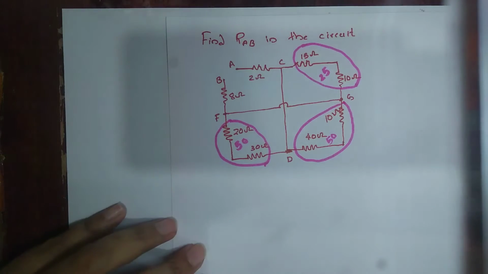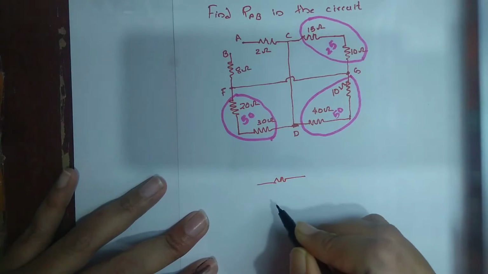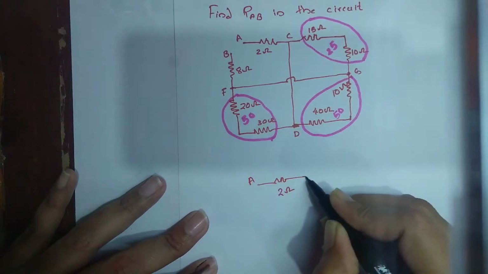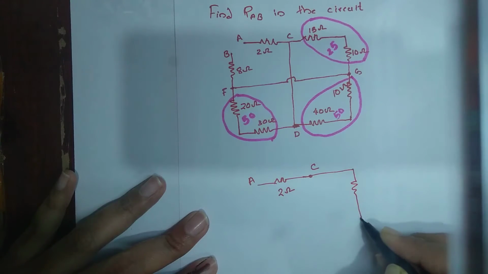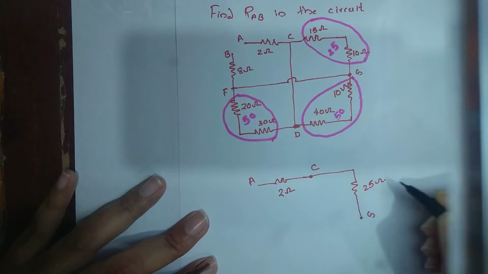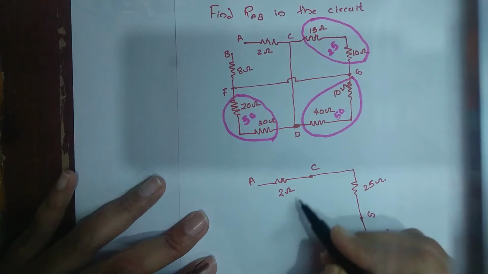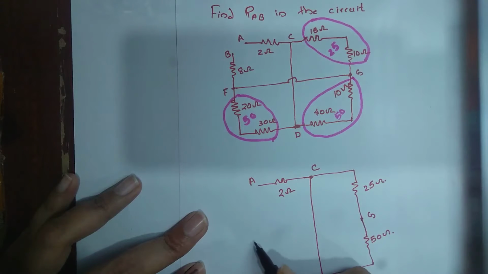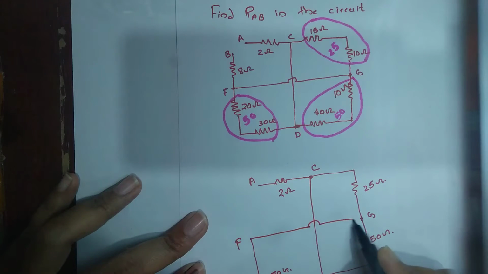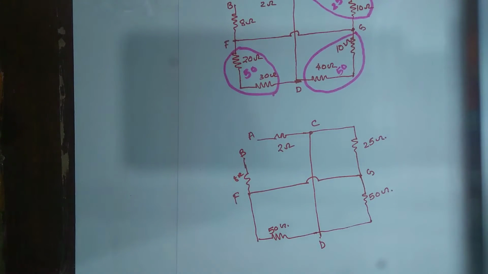So if I am redrawing my circuit again, there is A with only 2 ohm, then here it is my C, then I am having a resistance at G, that is 25 ohm, then a resistance that is 50 ohm. Then C and D are shorted, as well as I am having a resistance of 50 ohm. Then there is a resistance F. This F and G are shorted. Then I am having 8 ohm resistance, and this is my B terminal. So this is the circuit we are finally getting.